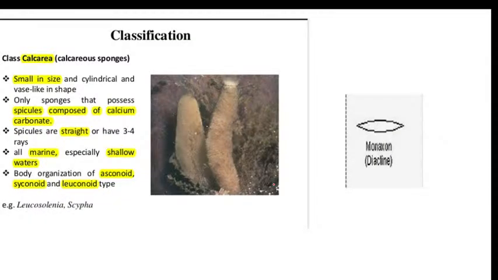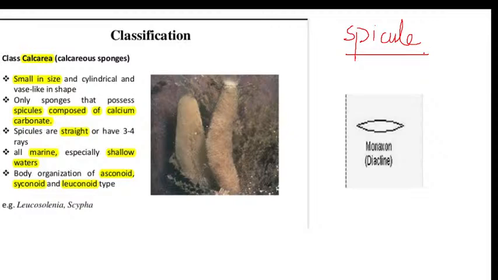Now we move to the classification of sponges. The phylum Porifera is divided into three classes: class Calcarea, Hexactinellida and Demospongiae. And this classification is mainly based on the type of spicules, or the chemical composition of the spicules. We will see one by one.